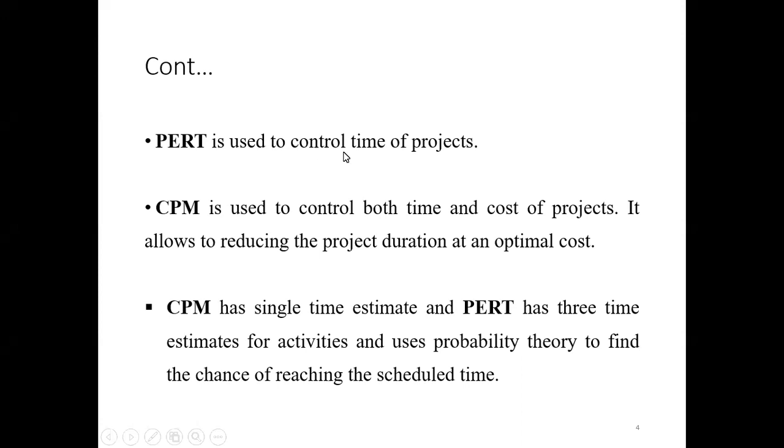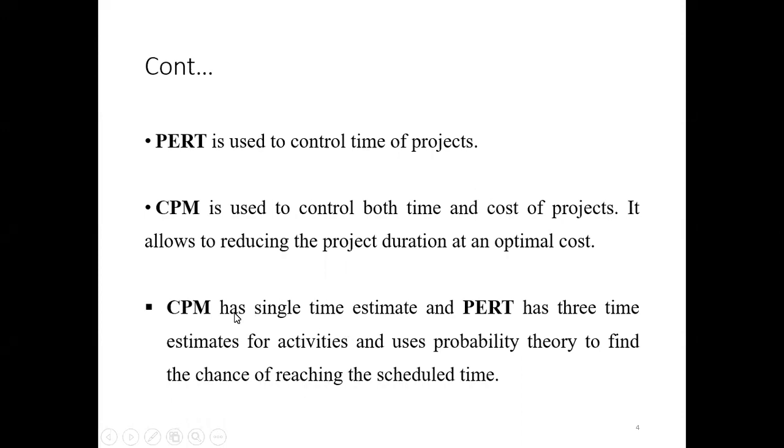PERT is used to control the time of the project. At the same time, Critical Path Method CPM is used to control both time and cost of the project. It allows reducing the project duration at an optimal cost. What is the difference between the PERT and CPM techniques? Both are used to analyze, plan and control any project, but PERT will be used to control only the time of the project. Through the PERT technique, we can only control the time. At the same time, CPM is used to control both time and the cost of the project.